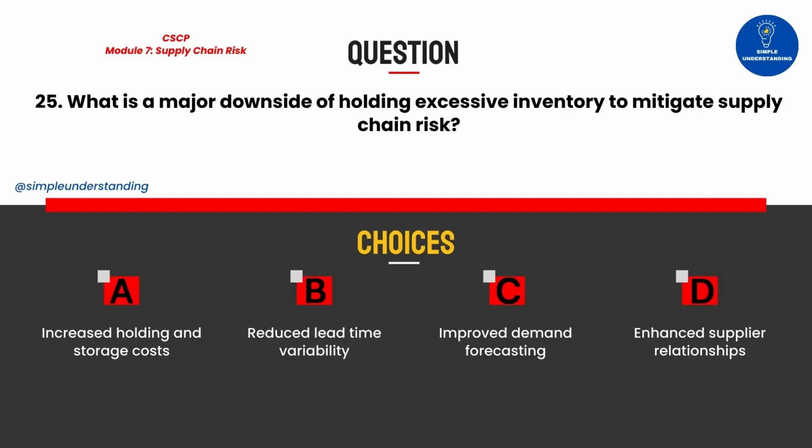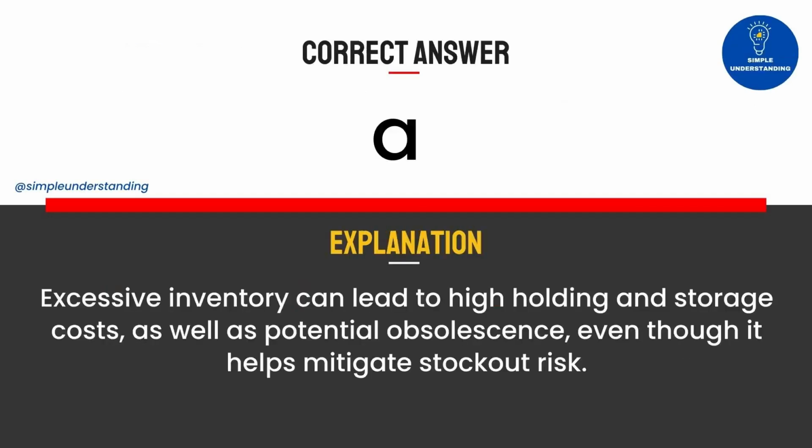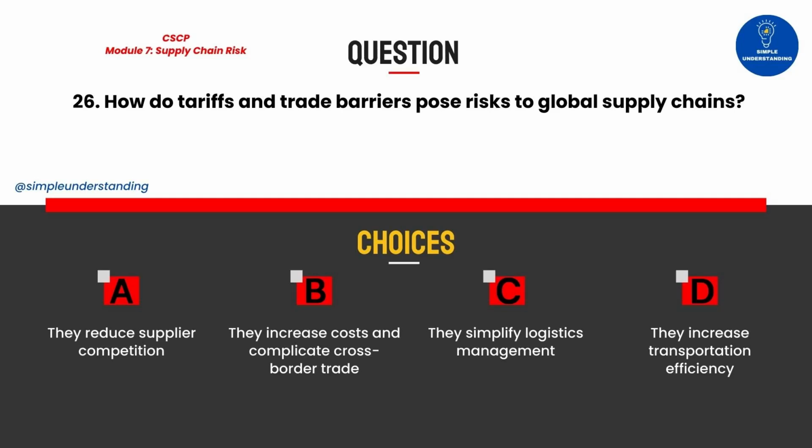25. What is a major downside of holding excessive inventory to mitigate supply chain risk? A. Increased holding and storage costs. B. Reduced lead time variability. C. Improved demand forecasting. D. Enhanced supplier relationships. Correct answer, A. Explanation. Excessive inventory can lead to high holding and storage costs, as well as potential obsolescence, even though it helps mitigate stockout risk.